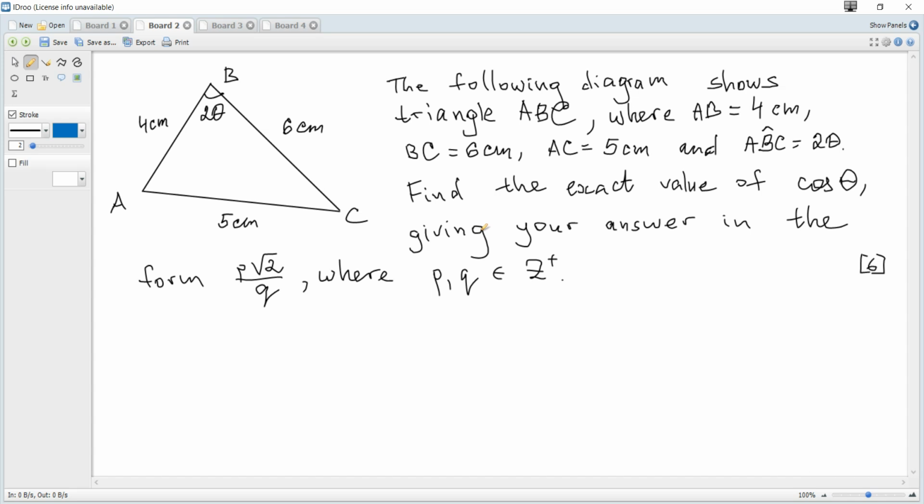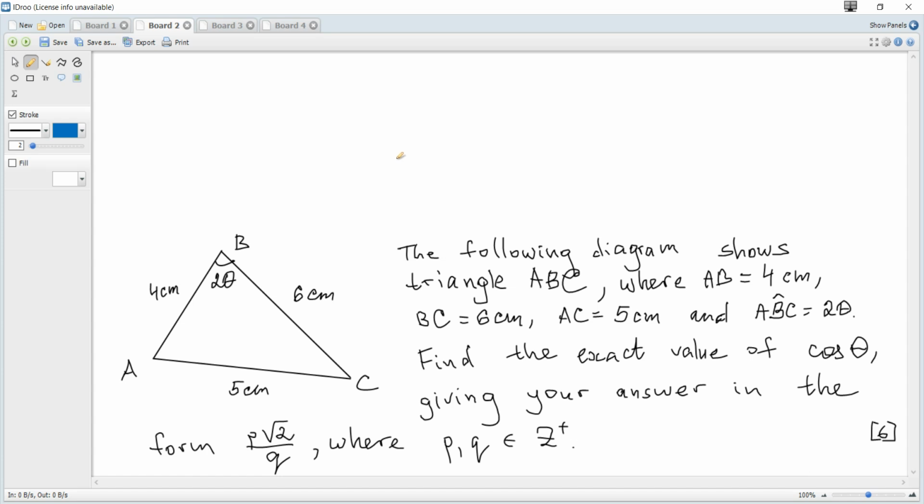The next question: the following diagram shows triangle ABC, where AB, BC, and AC are given, and the angle ABC is 2 theta. Find the exact value of cosine of theta, giving the answer in the form P root 2 over Q, where P and Q are positive integers. We can see that there are 3 sides and an angle. How can we connect 3 sides and the angle? Just using the cosine rule.